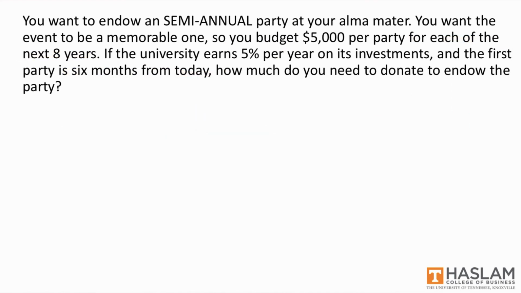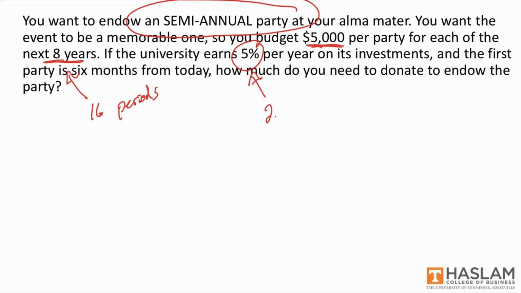Okay, if we were to change that problem to a semi-annual party, so we take the $10,000 and split it into two $5,000 payments each year, still have 8 years, so we're going to have 16 periods, and still got an annualized rate of 5%. We want to make that a 2.5% periodic rate. How would our timeline and math look?